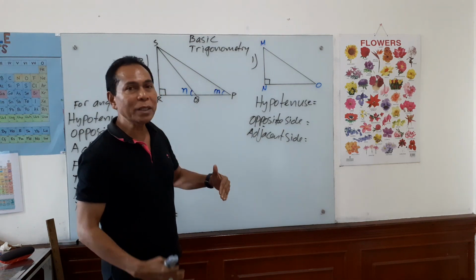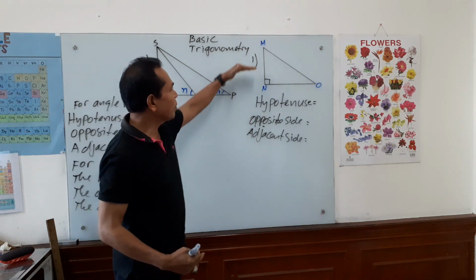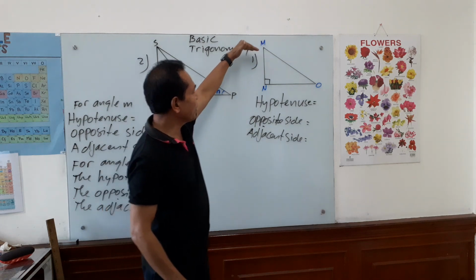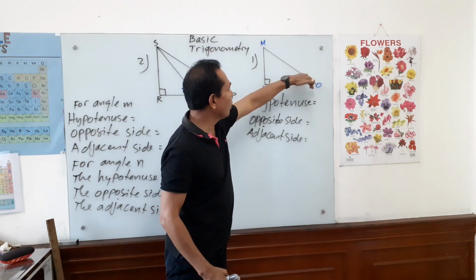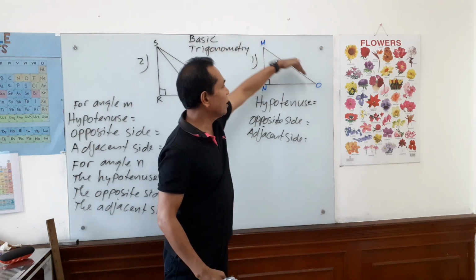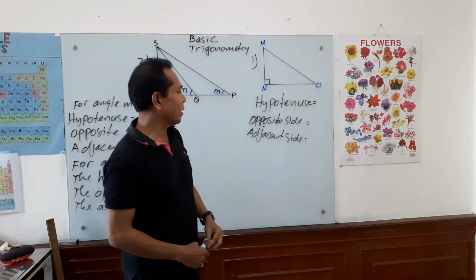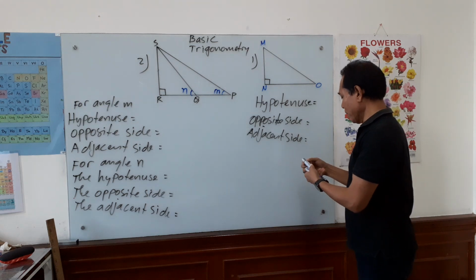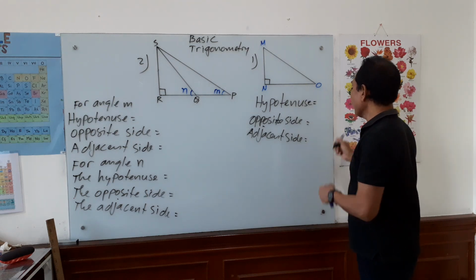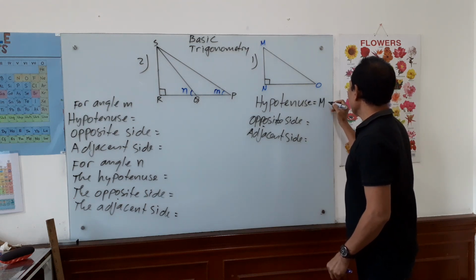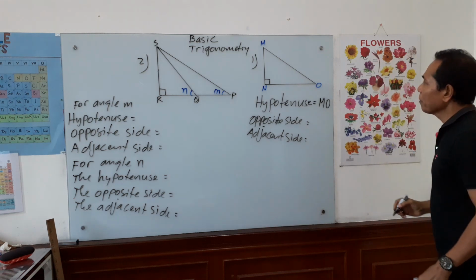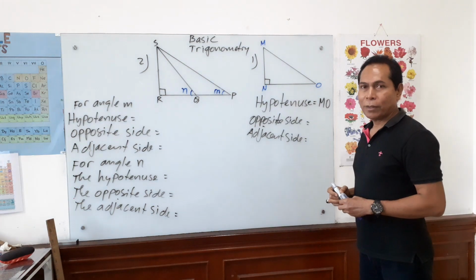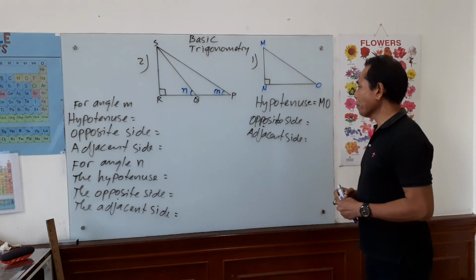Now, hypotenuse means sloping. In this case, we talk about this side here, sloping side. Hypotenuse means sloping side. So from M to O is sloping. You see this sloping side. So the hypotenuse of this triangle here is MO, okay? MO is the hypotenuse or the sloping side.